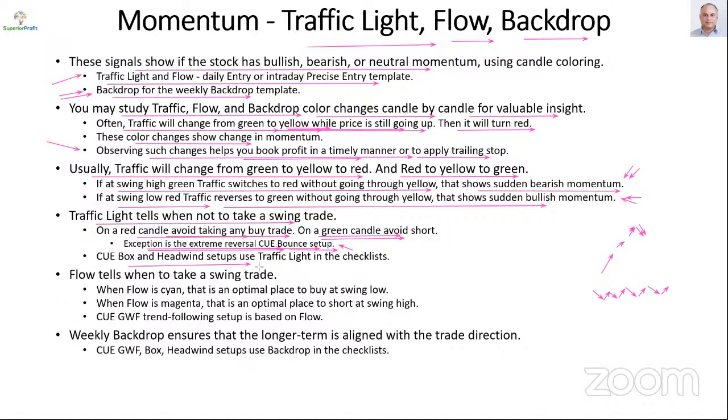Q box and headwind setups use traffic light in the checklist. Go with Flow uses flow color, which is a special case of traffic light. So box, headwind, Go with Flow, you may say all of them use traffic light, bounce doesn't. So traffic light tells us when not to take a trade, and flow tells us when to take a trend following swing trade. When flow is cyan, that is an optimal place to buy at swing low, optimal.